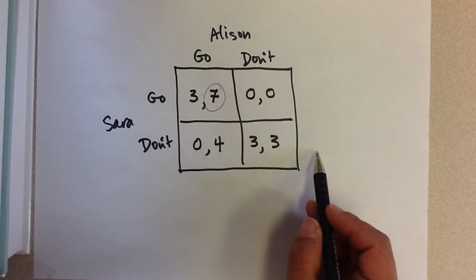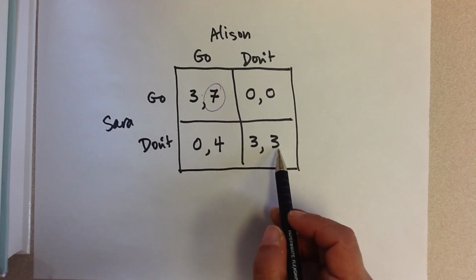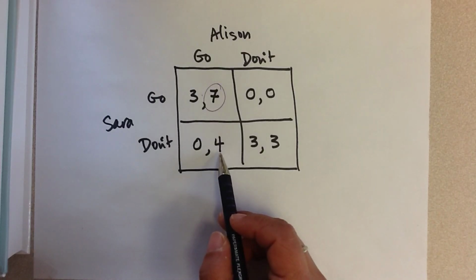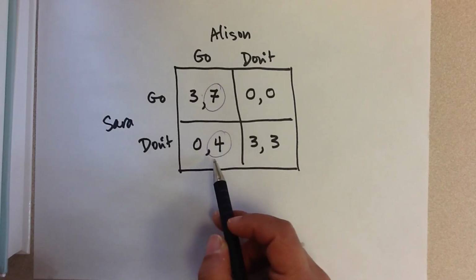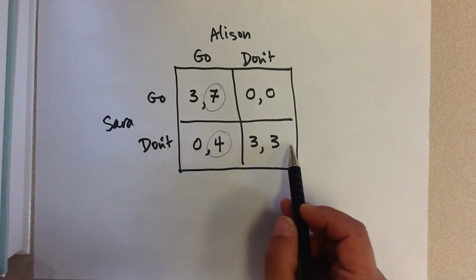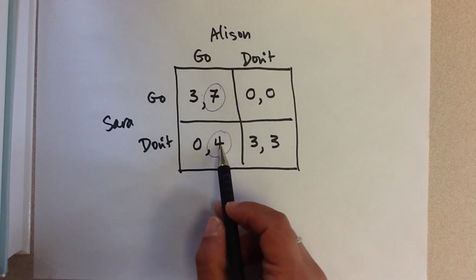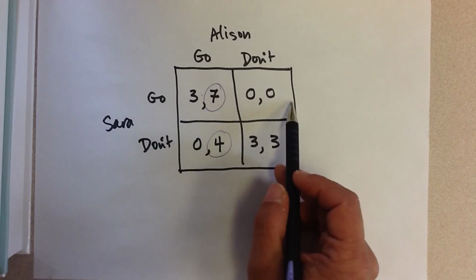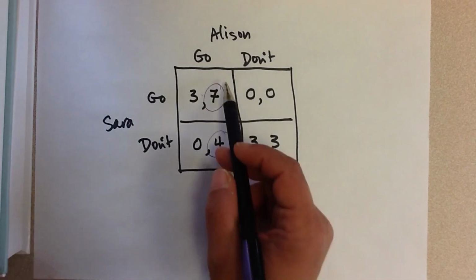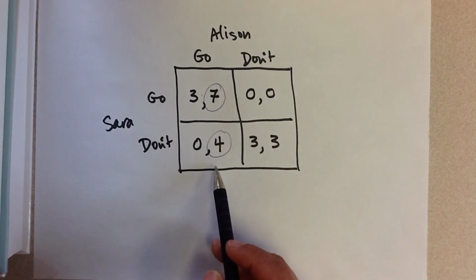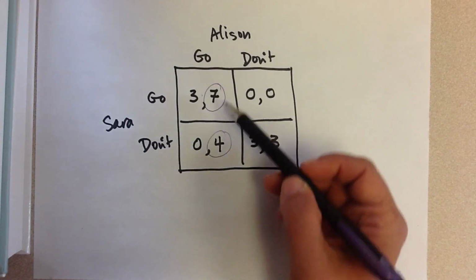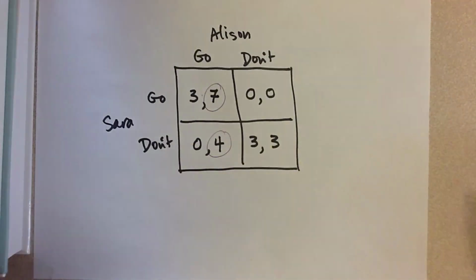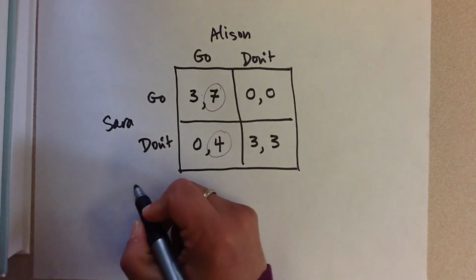And in the bottom row, she can get 3 by not going and 4 by going. So going is better for her in this bottom row too. So if I don't go, it's better for her to go and get 4 instead of 3. And if I go, it's better for her to go and get 7 instead of 0. So these are her best responses. You can see they line up. It's the same choice no matter what. Going is better for her no matter what I do, and that's called a dominant strategy.